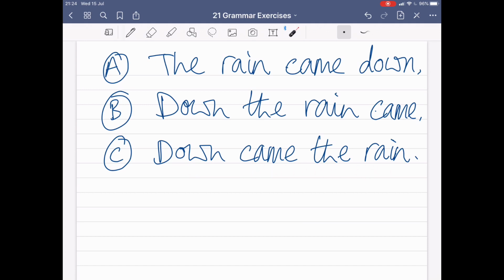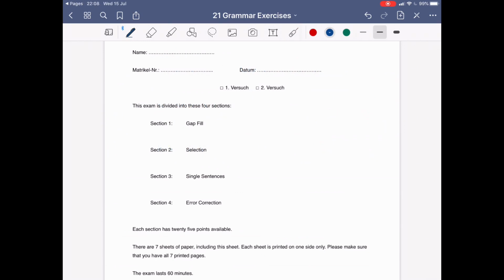Down came the rain. You can imagine that someone's telling a story, and then they reach a dramatic part of the story. They're not just going to say, the rain came down. I mean, they might do, it depends. But they could also say, down the rain came, or down came the rain, and we were soaked to our skin.